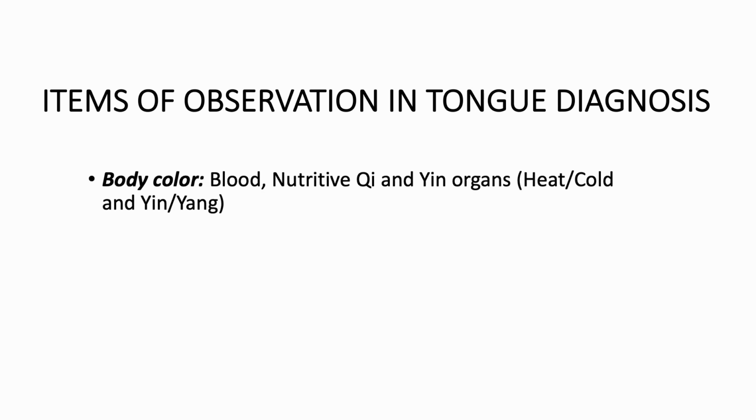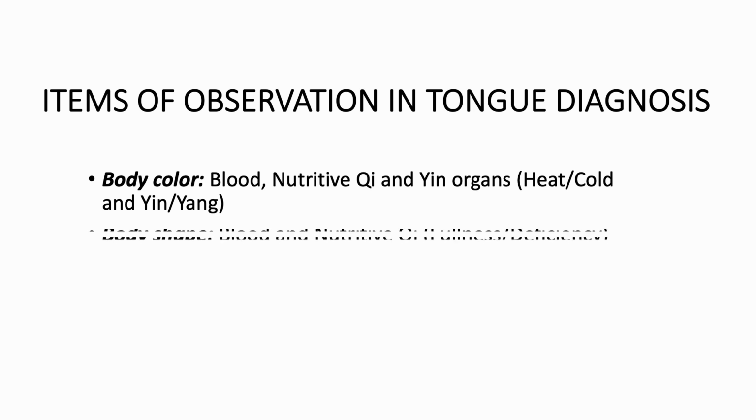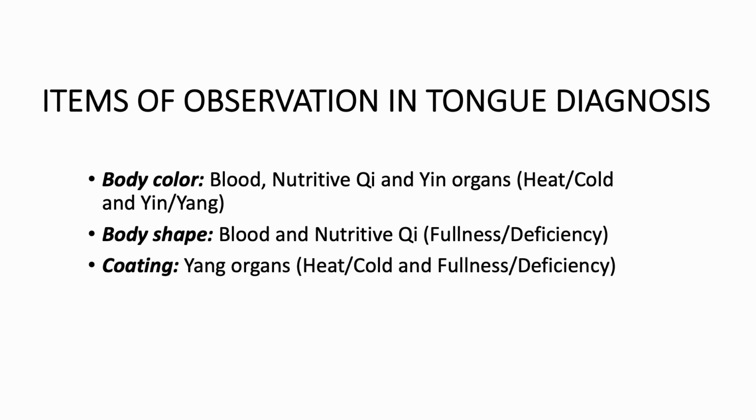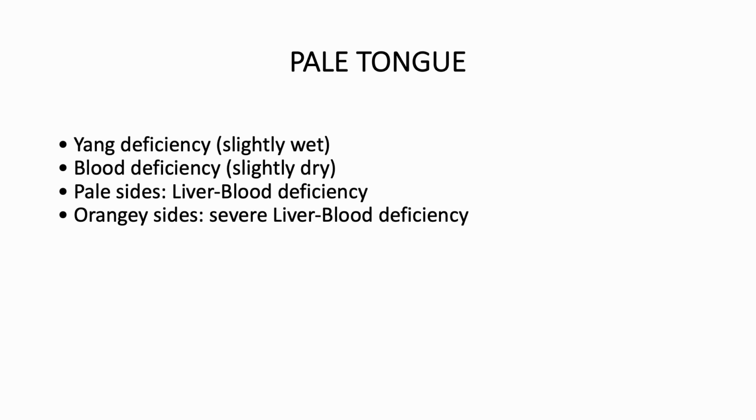The body color indicates the conditions of blood, nutritive qi, and yin organs. It reflects conditions of heat or cold and yin or yang. The body shape indicates the state of blood and nutritive qi. It reflects conditions of fullness or deficiency. The coating indicates the state of the yang organs. It reflects conditions of heat or cold and of fullness or deficiency. The moisture indicates the state of the body fluids.